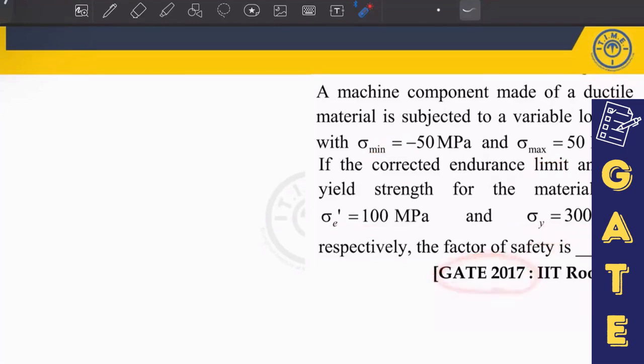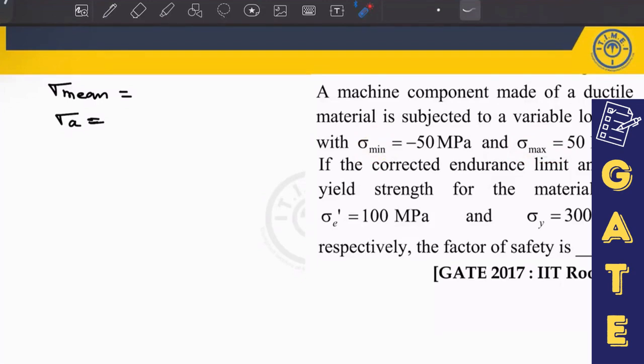So this is a recent GATE 2017 problem. But if I want to frame this question, I will give you the ultimate also, so that the student will get confused. So there will be a maximum possibility of mistake in this question. What will be the factor of safety? They have given the maximum and minimum, so first of all you have to calculate the mean as well as the variable stress. They have not given the mean or variable, they have given the maximum and minimum.